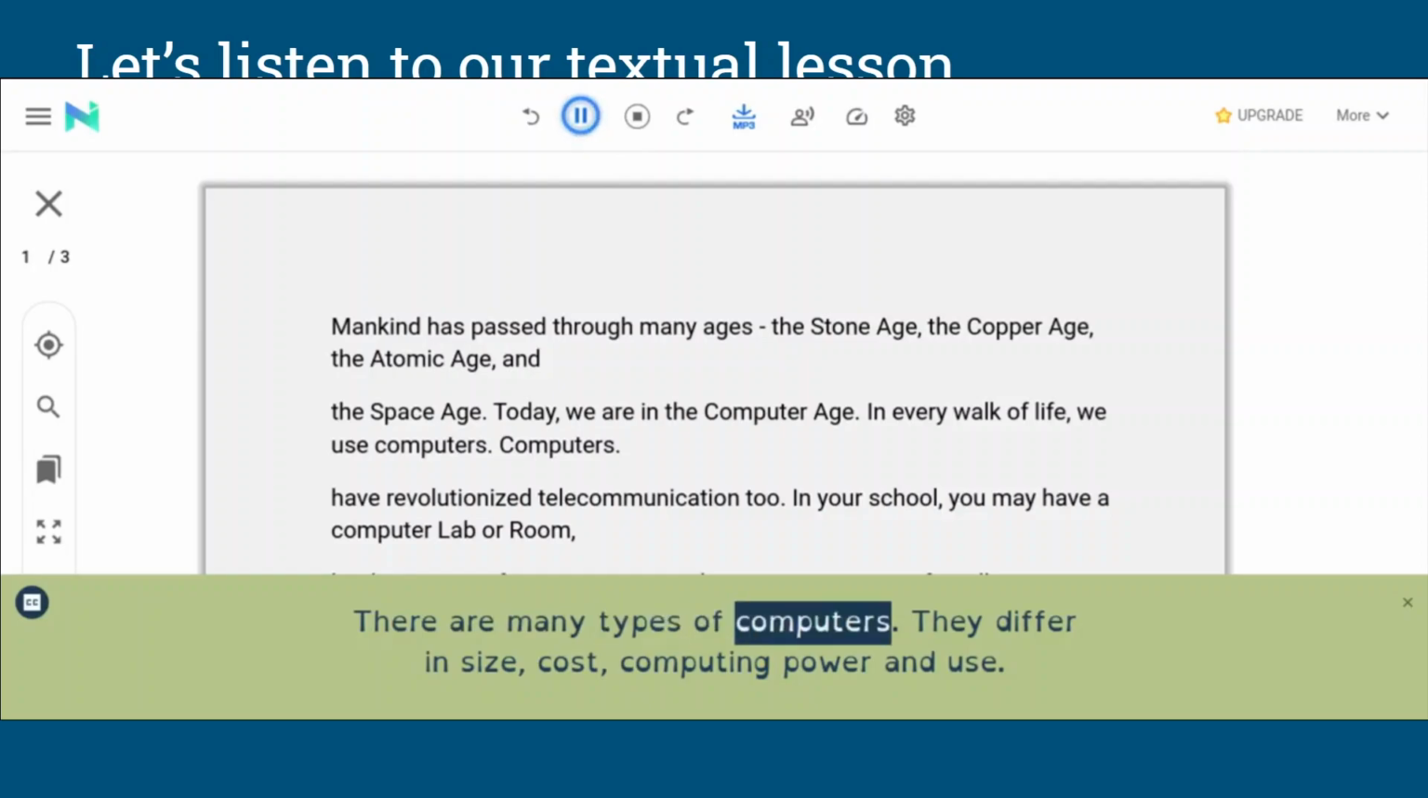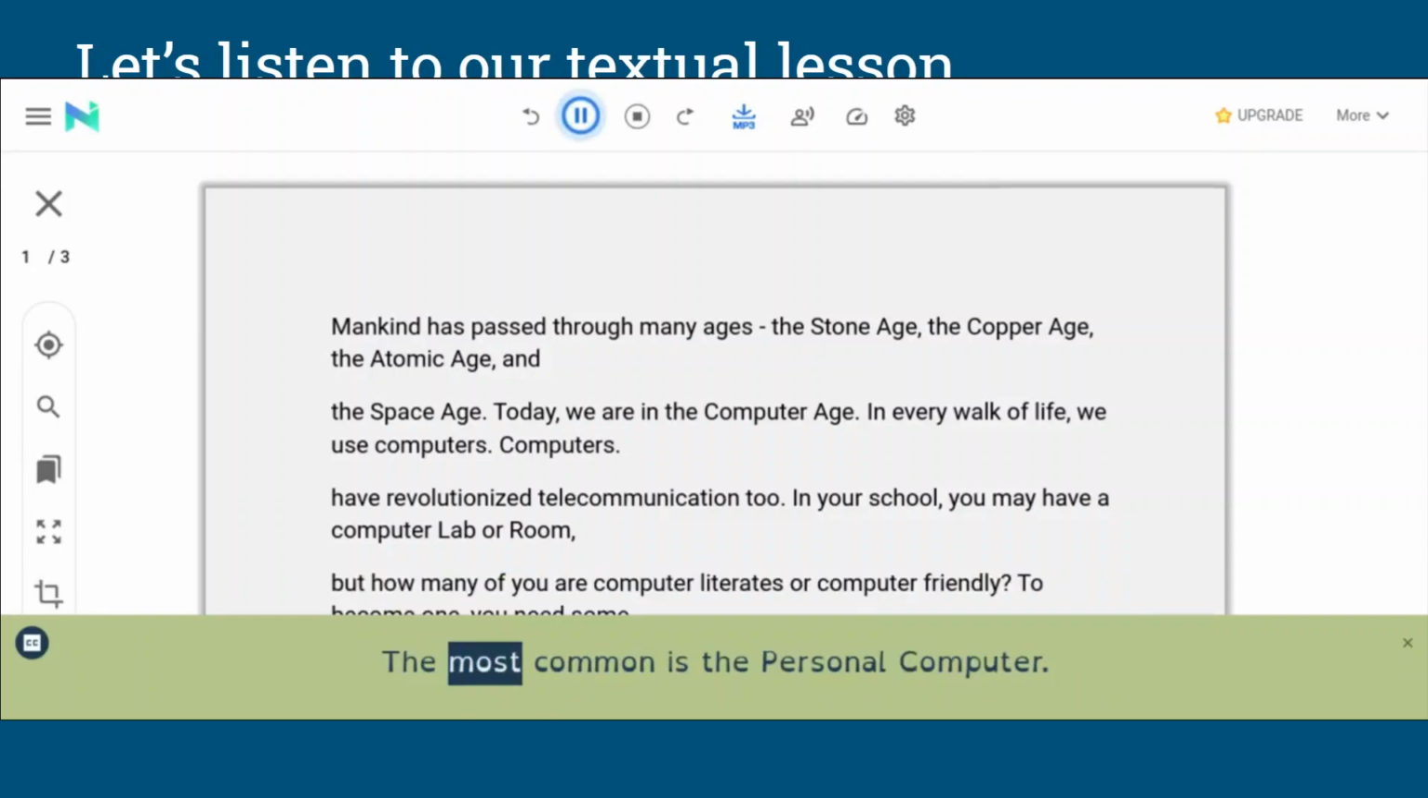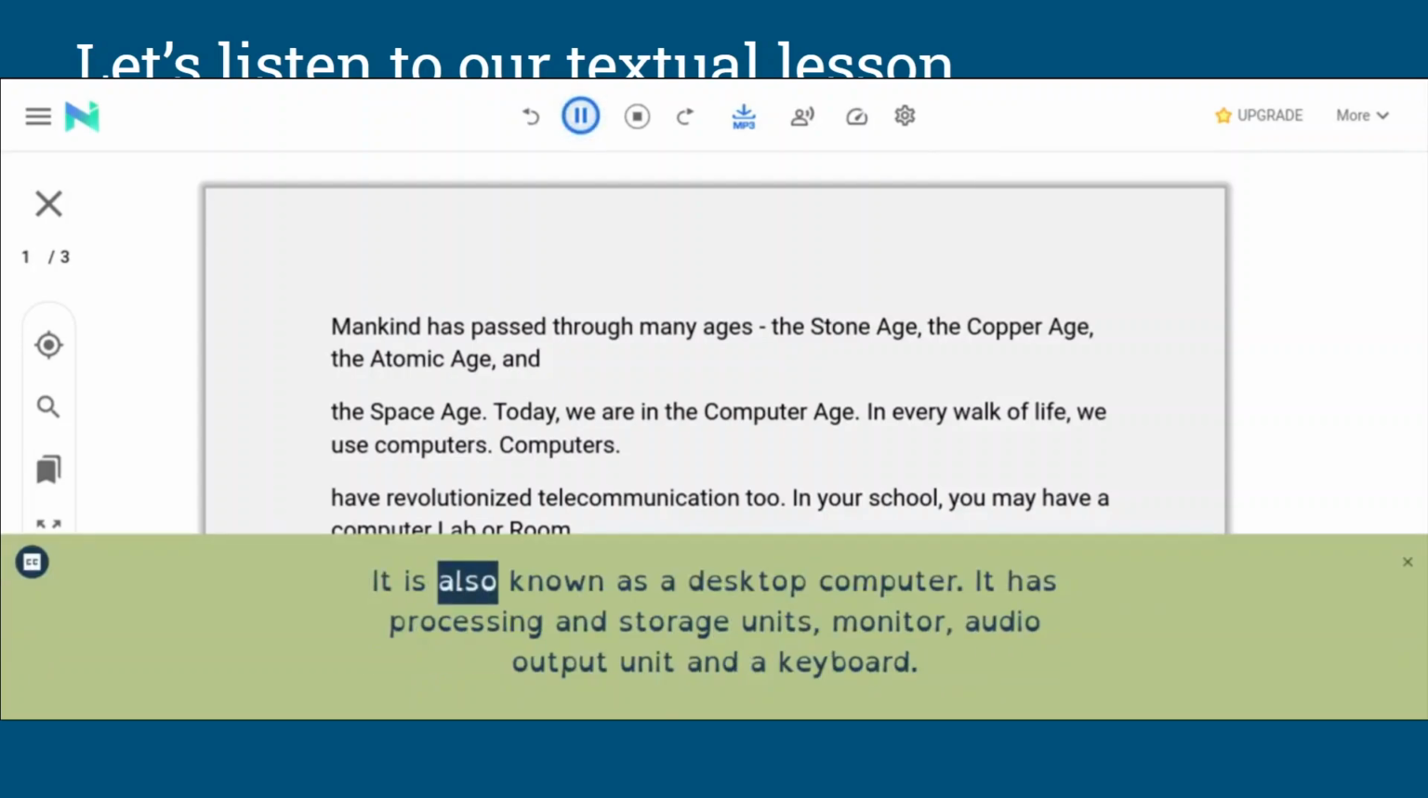There are many types of computers. They differ in size, cost, computing power and use. The most common is the personal computer. It is mostly used in homes, schools and offices. It is also known as a desktop computer. It has processing and storage units, monitor, audio output unit and a keyboard.